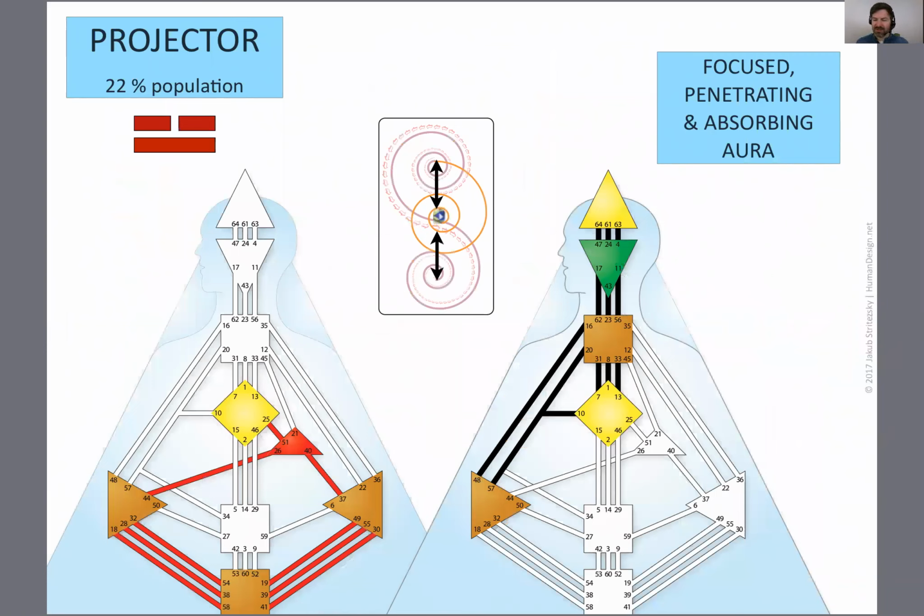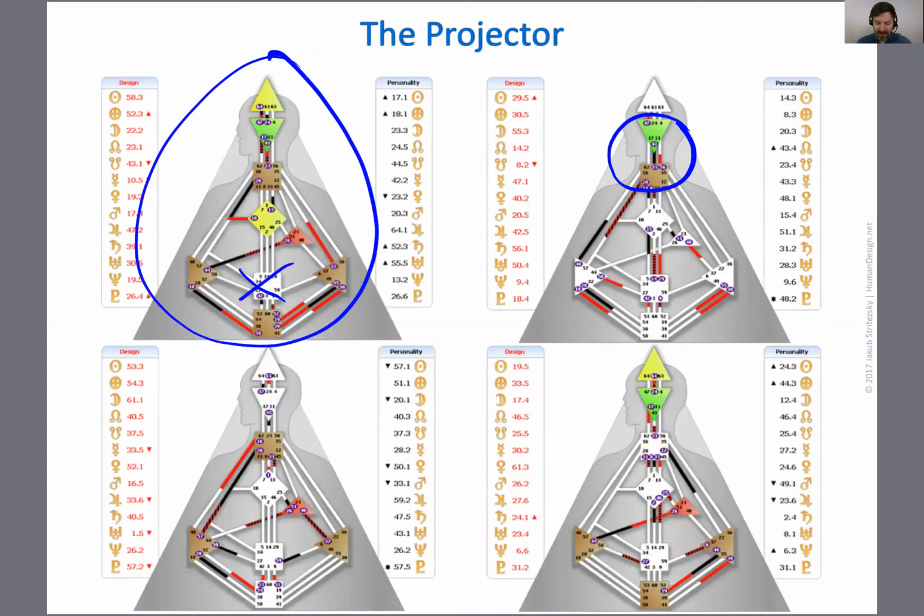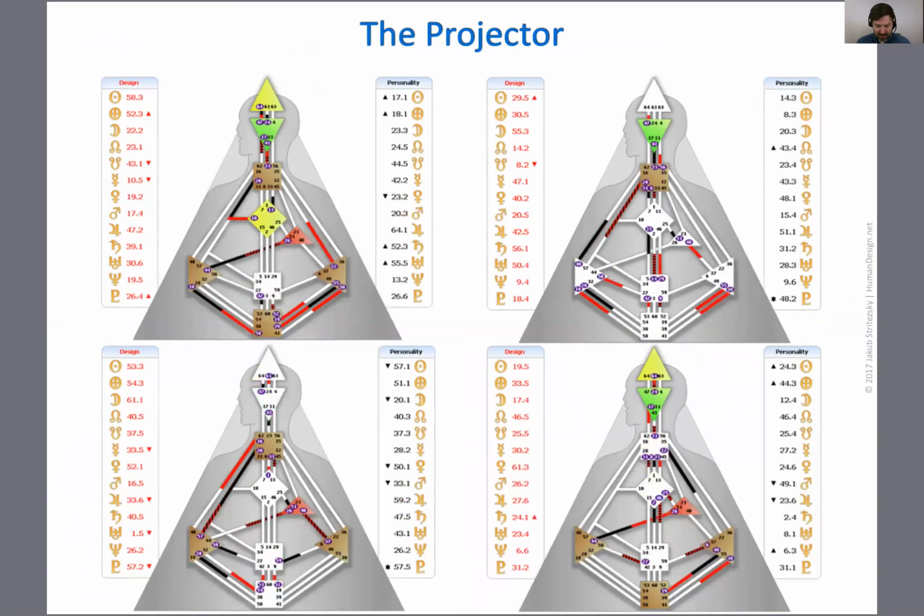These are the channels that do not connect throat to the motor, and they do not originate at the sacral center. Okay, so projector chart can be really complex, can be a little challenging to recognize straight away, and it's in fact really the most complex type there is, because you can have as many as 8 centers defined, except for the sacral, obviously, or as little as 2 centers defined, and you're still looking at the projector type.